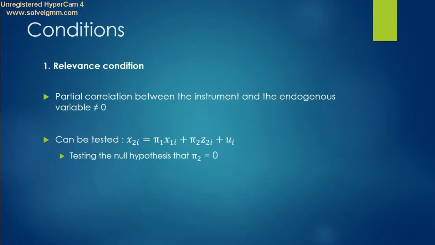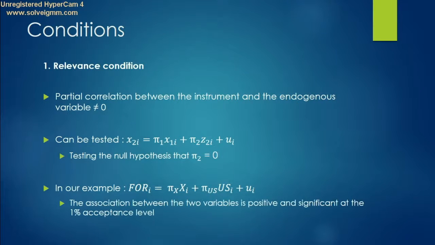In our example, the author used this test and concluded that the association between the endogenous variable and its instrument to be significant at the 1% level, which is actually not that surprising, since there appears to exist a worldwide difference in FDI intensity between industries.